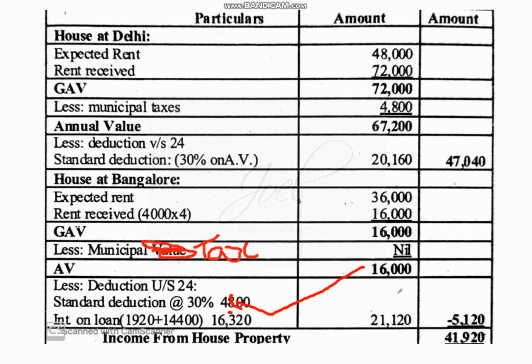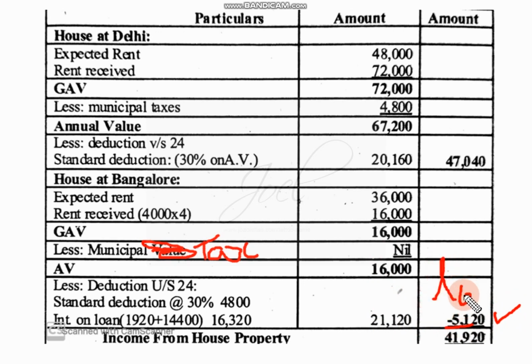Then you are supposed to consider interest on loan, which you have already calculated in the working note. 1,920 is the pre-construction period interest. 14,400 will be that year's interest. So when you add both of them, it will come up to 16,320. So the total of these two will be 21,120. But what happens is, when you deduct now from 16,000, you will get a negative balance. Yes, that is house property loss.